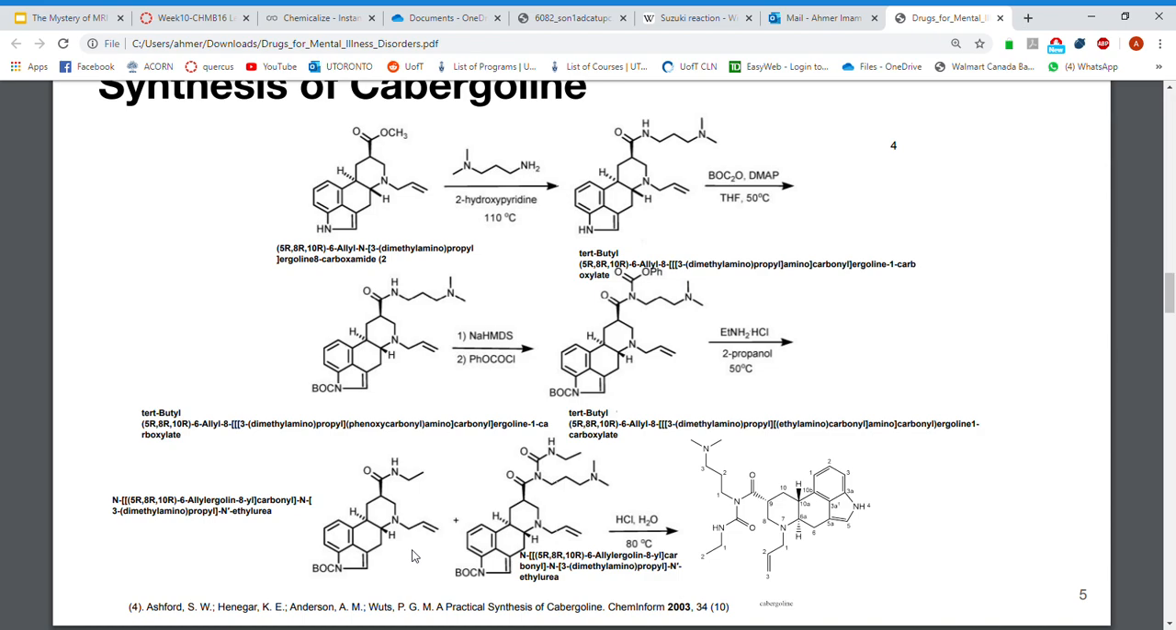So if it was the R version, it wouldn't react with the D2 receptor, because the enzymes and proteins in our body are biologically really region specific. So we wouldn't know what would happen. So that's why we try to produce the S version of it.